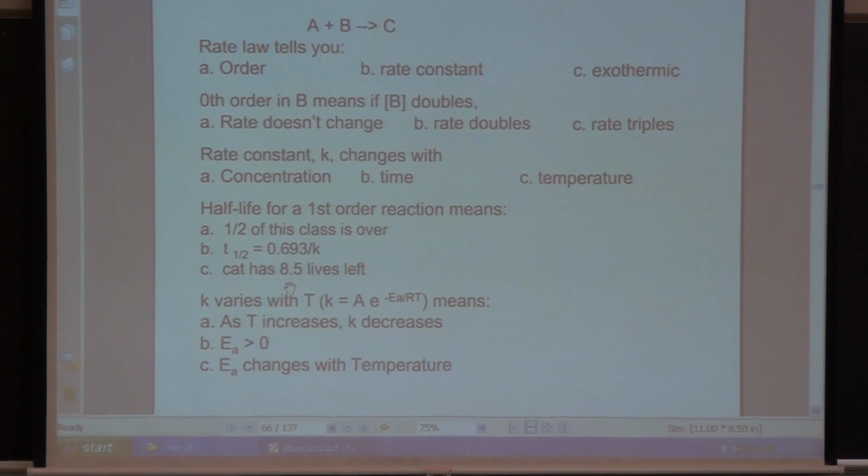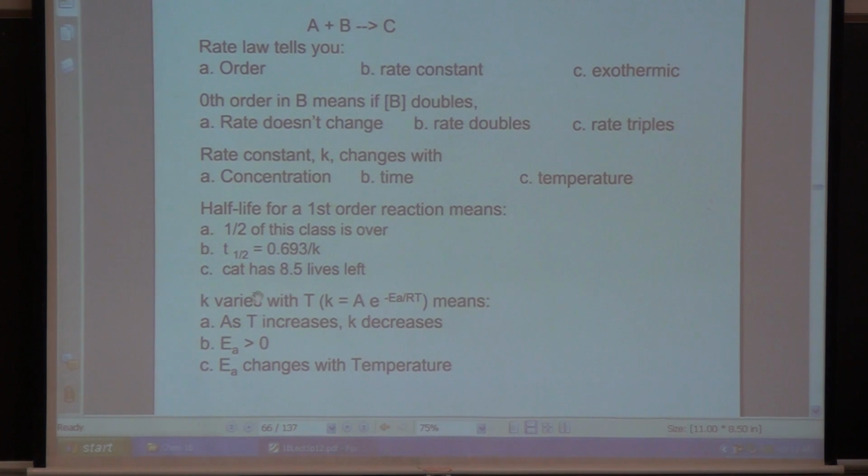So who says it's A? Who says it's B? Who says it's C? Yeah, so we know that at least in terms of rate law, the answer should be B, 0.693 divided by K.